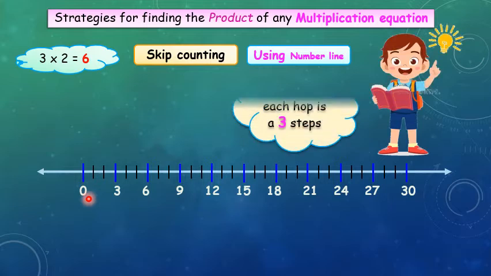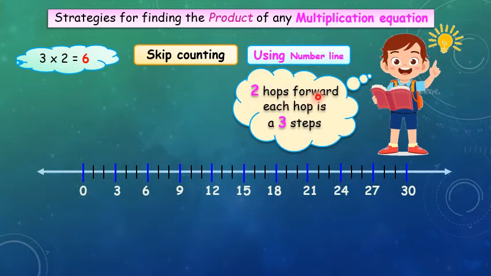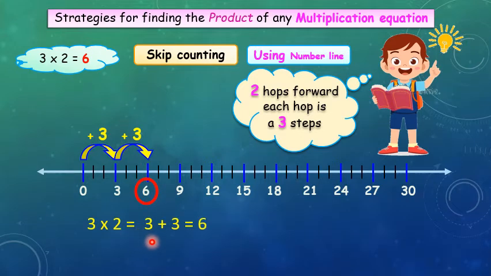Then it will be like this. 2 hops forward, each hop is 3 steps, like this. 1, 2, each hop is 3 plus 3. Then 3 by 2 equals 3 plus 3 equals 6. We reach the number 6.